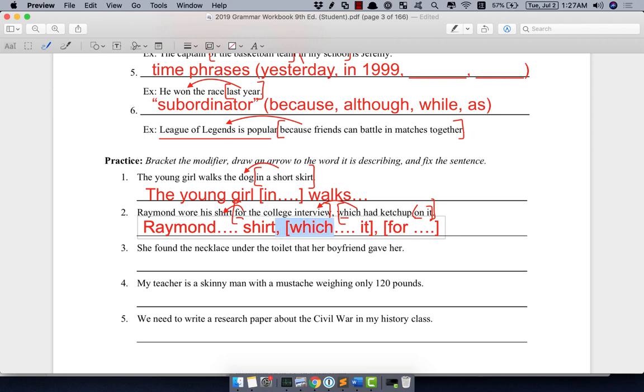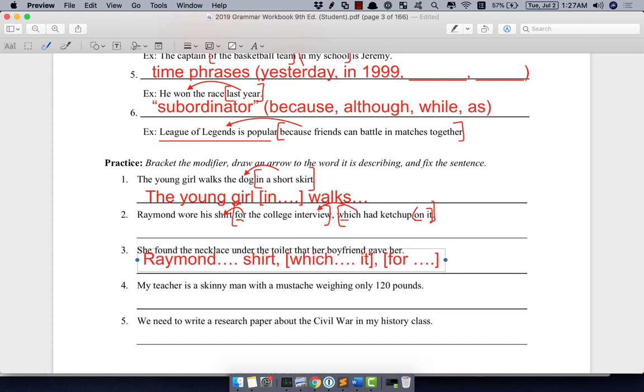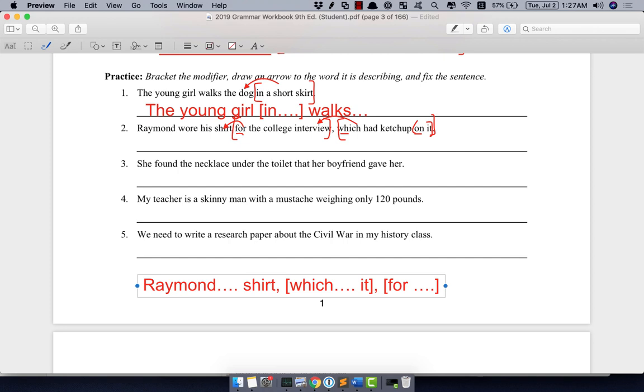This structure here, by having a comma, comma here, sort of separates out this phrase from the sentence. So I'll move this to the bottom to explain because there's more space. This comma, comma structure makes this which had ketchup on it describe the shirt, but imagine this comma, comma like a parenthesis. So if you ignore this part, then this would be Raymond wore his shirt for the college interview. And that is also correct if you ignore the modifier here. And you can ignore it because it's a comma, comma structure. We'll talk a little bit more about that comma, comma structure later on in the punctuation mark grammar point.